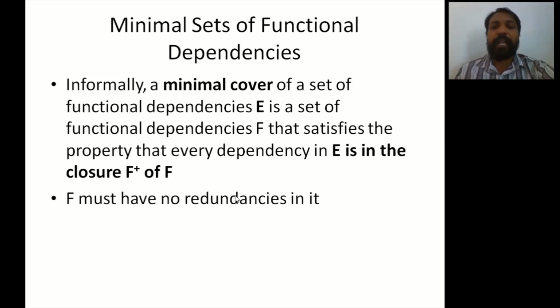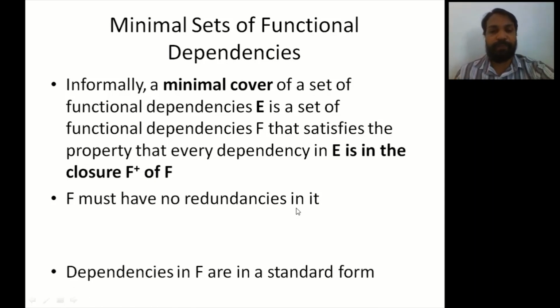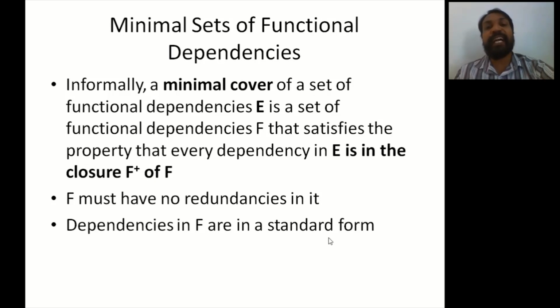And also F must not have any redundancies in it. There should not be any redundant functional dependency in the set. And dependencies in F should be in standard form or canonical form. So what do you mean by standard form or canonical form? If the right hand side contains only a single attribute, then it is known as standard form or canonical form. For example, SSN to name. Name is the RHS, so name is a single attribute. So if you have only a single attribute in the RHS, then it is known as standard form. So minimal cover should satisfy this condition. Then it should have no redundant functional dependency in it. Also, the dependencies in F should be in standard form. We will see how to find these things later.